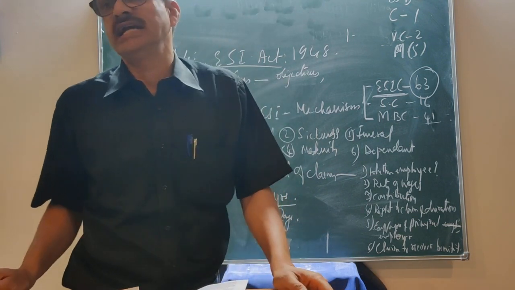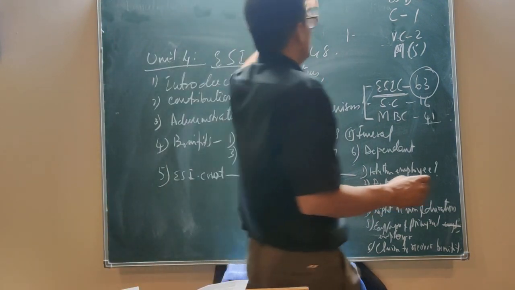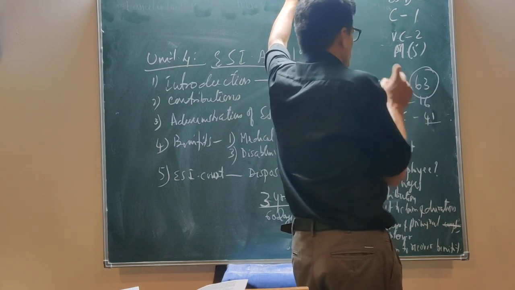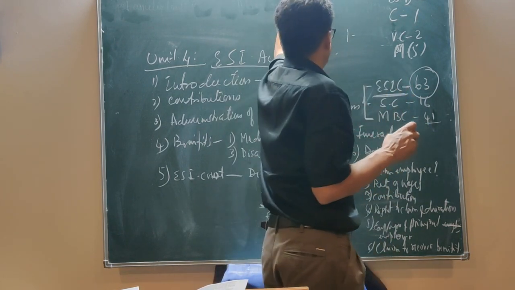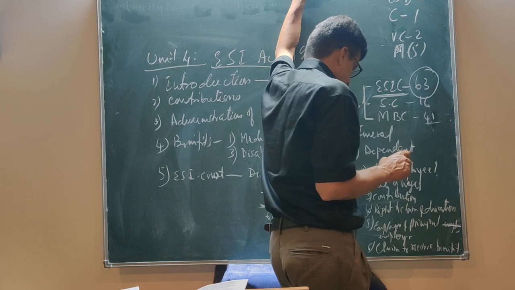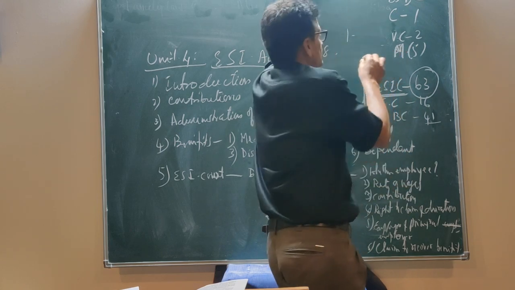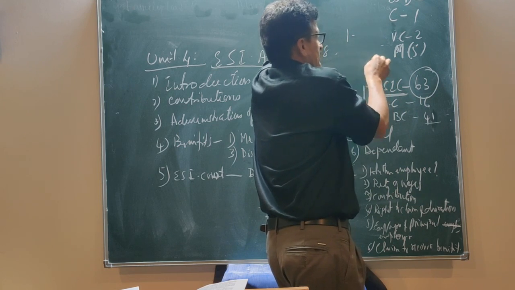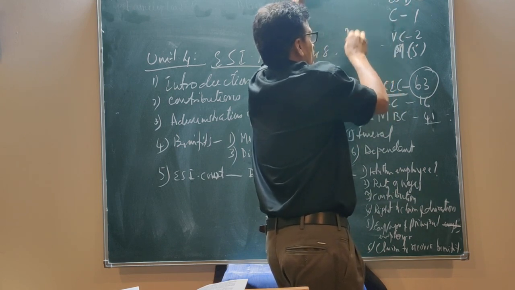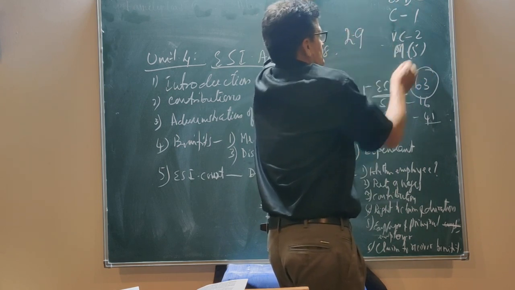Then one each member to represent states, where the state will send its representative. In India we have got 29 states. Therefore, each of the states where the ESI Act is in force may send their representative to the ESI Corporation. So we have got 29 states, 29 it becomes, right?